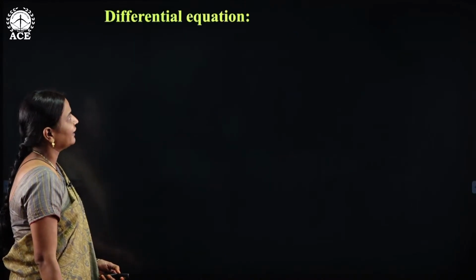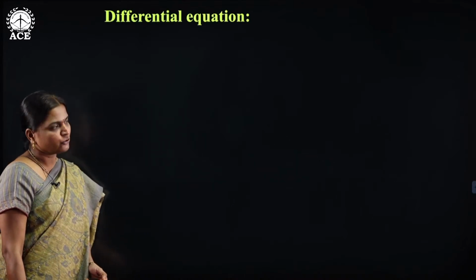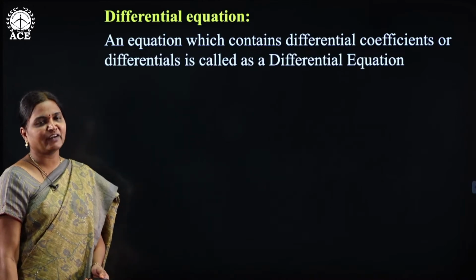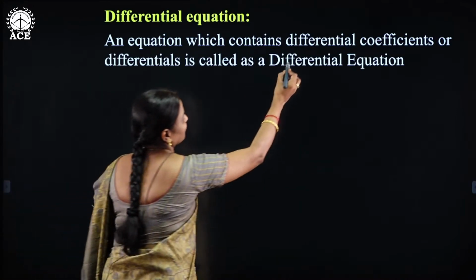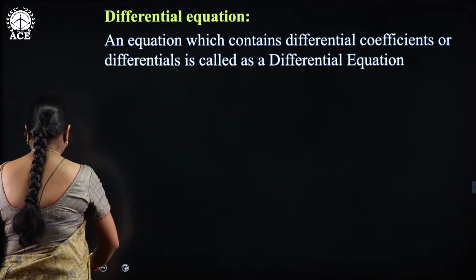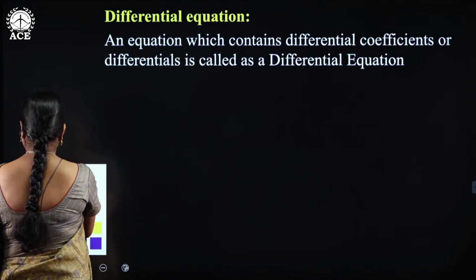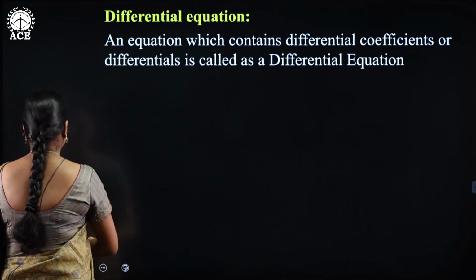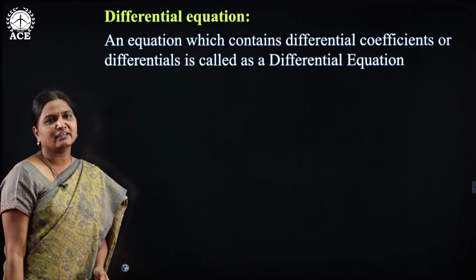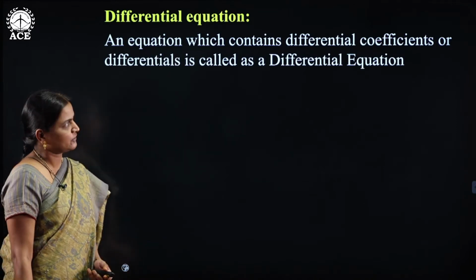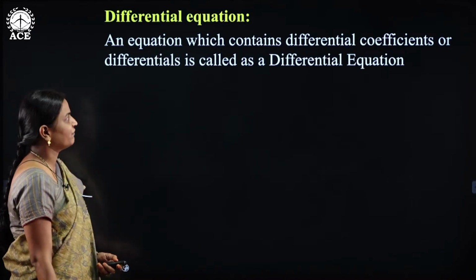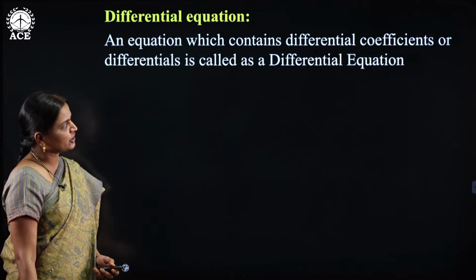How to define a differential equation? A differential equation is nothing but an equation which contains differential coefficients. In dy by dx, dy and dx are called the differential coefficients. So an equation which contains differential coefficients or differentials is called a differential equation.